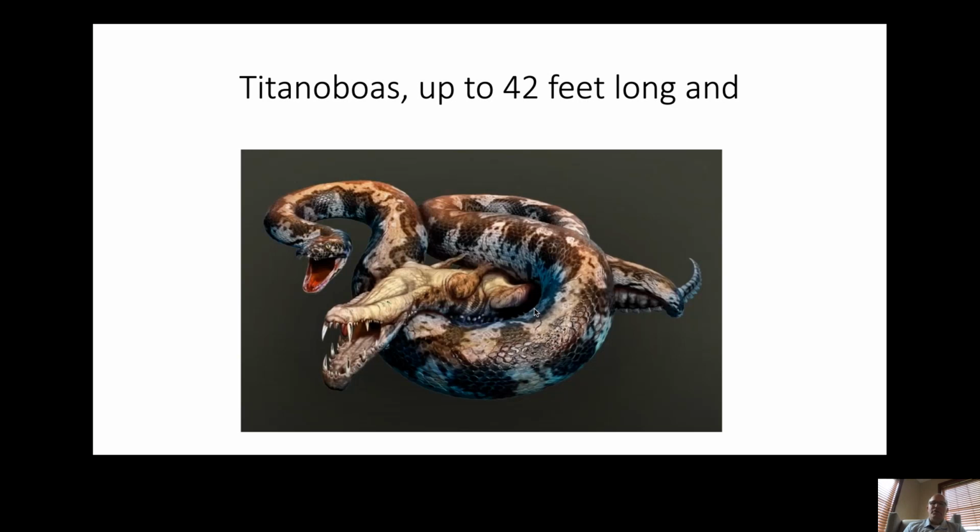Titanoboa here was 42 feet long, which is much longer than the boa constrictors that exist today. Larger snakes today are around 13 feet, but this one was more than twice as long. It was able to eat alligators and crocodiles.